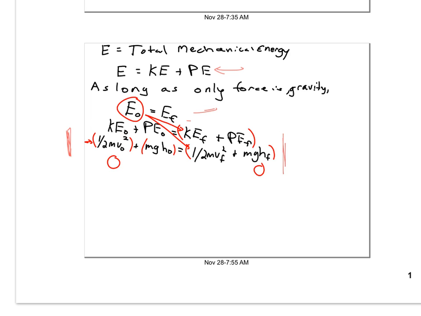So 1/2 mv squared for the initial plus mgh initial equals 1/2 mv squared at the end plus mgh at the end as well. We're saying that when we have our total energy at the beginning, that equals the total energy at the end. Those zeros were just from a particular example. They're not always going to be zero, but I can't really erase them from here.